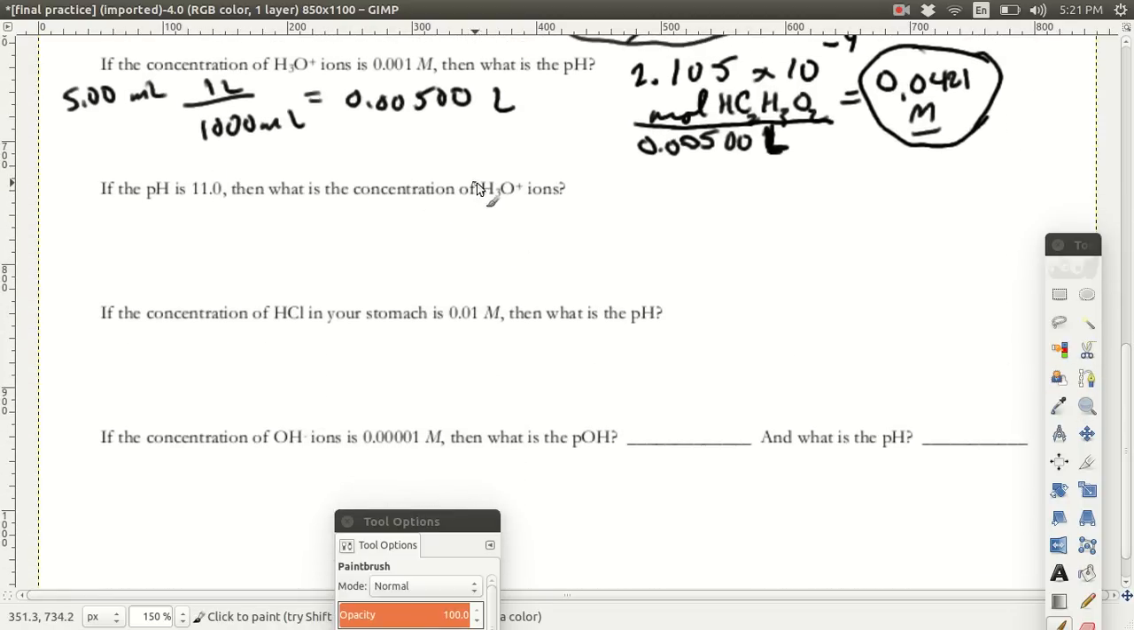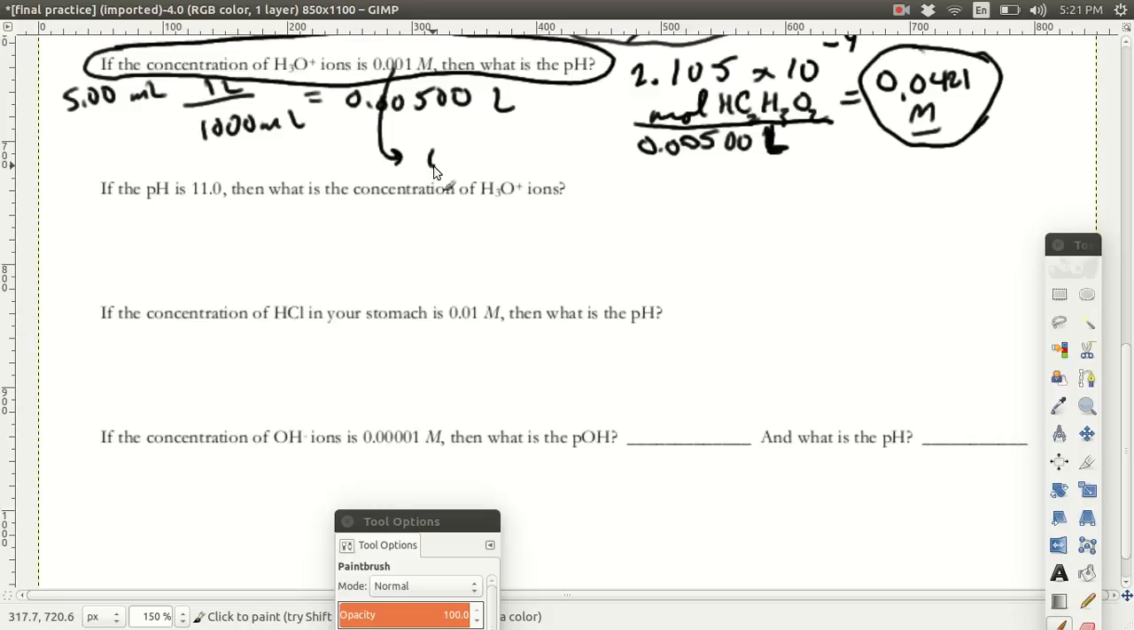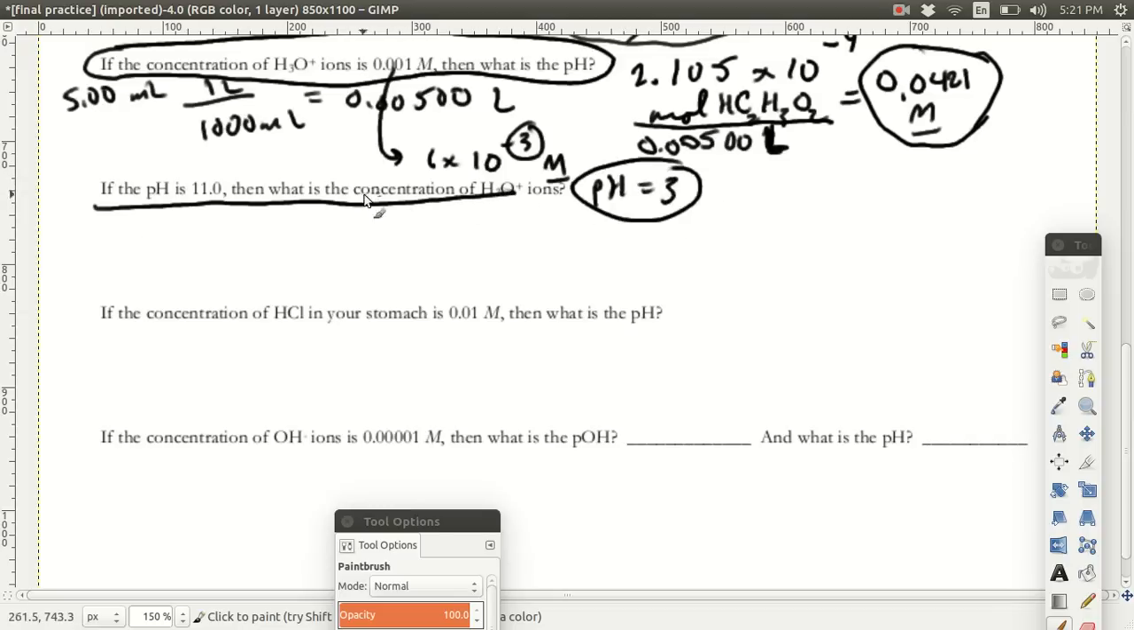Then what is the, sorry, this problem. If the concentration of H3O plus ions is 0.001 molar, what is the pH? Well, this means 1 times 10 to the minus 3 molar. And the pH is this, so the pH equals 3. What about this one? The pH is 11, what is the concentration of H3O plus? pH 11 means that the H3O plus, or the H plus, is equal to 1 times 10 to the minus 11 molar, because this is 11, okay?